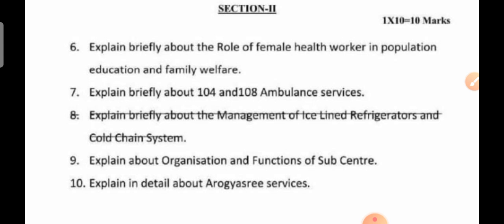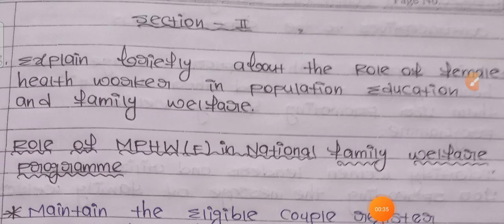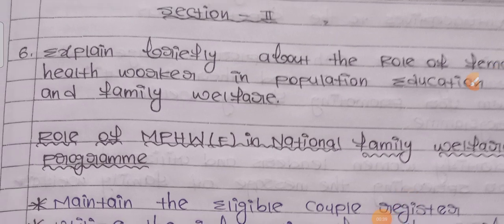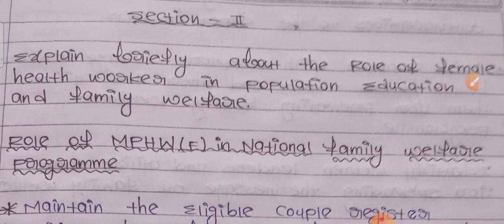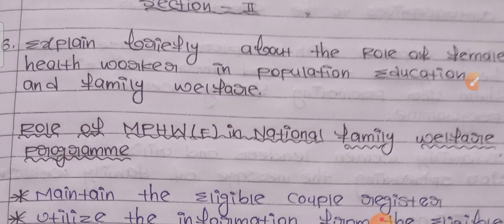Okay, let me see them one by one. In Section 2, 5 questions will be there. In that, the 8th question is deleted, so there is no need to read and write it. Let me see them one by one with the questions and answers briefly. This is the first question in Section 2: explain briefly about the role of the female health worker in population education and family welfare.